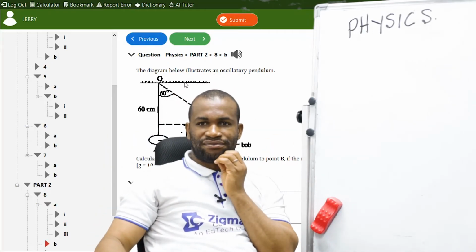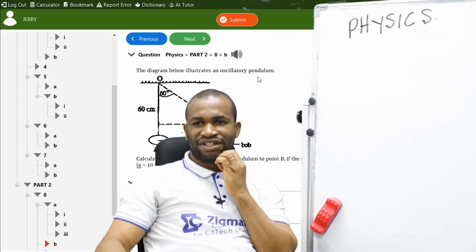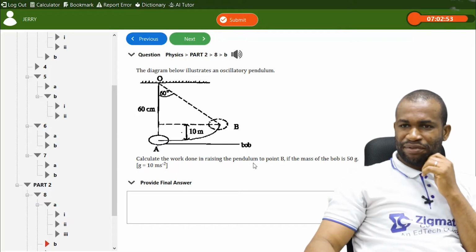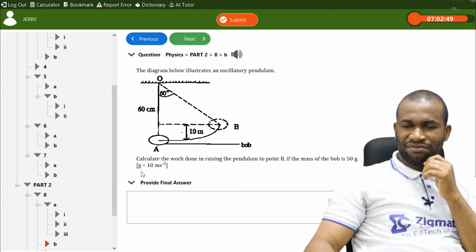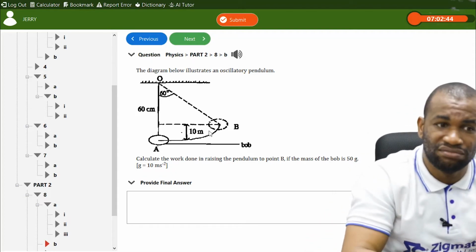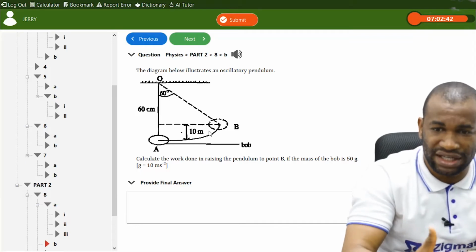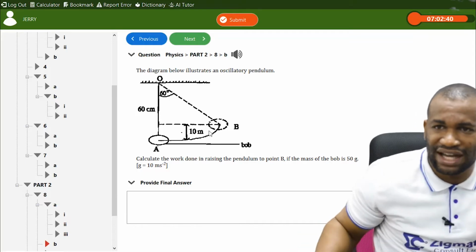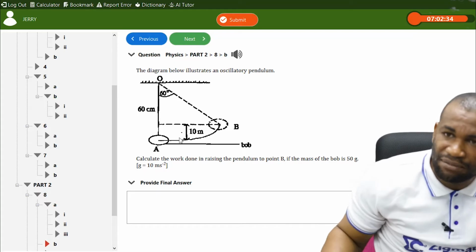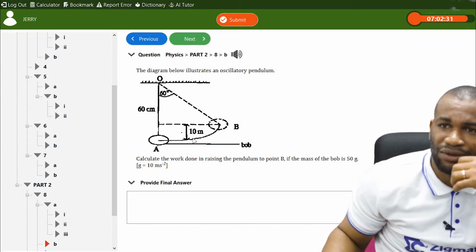The diagram below illustrates an oscillatory pendulum. Calculate the work done in raising the pendulum to a point B if the mass of the bulb is 50 grams. Okay, the work done is going to be energy, through this height from A to a point B, from here to here, and that must be potential energy. That is the work done.